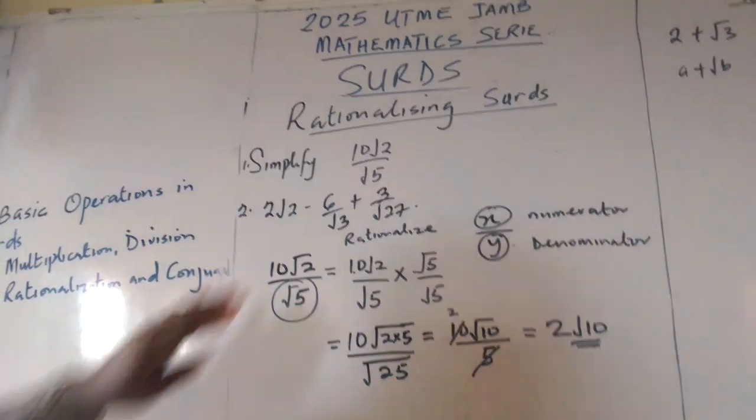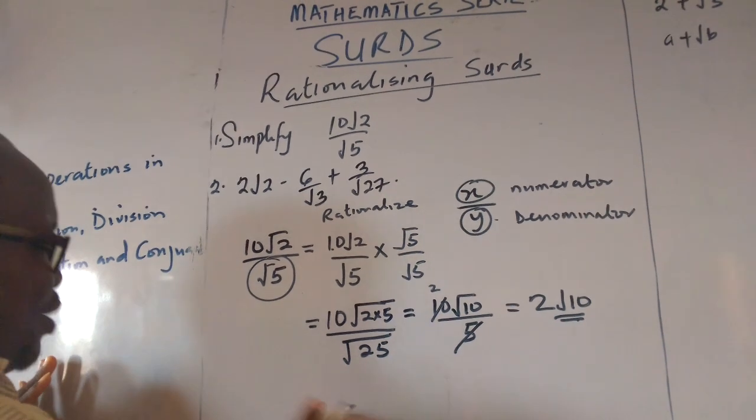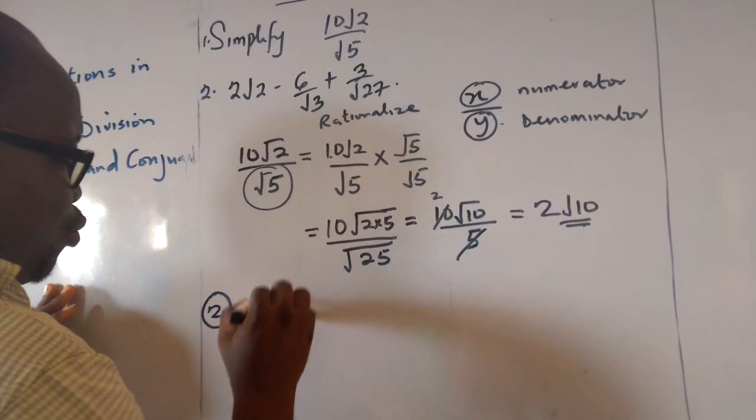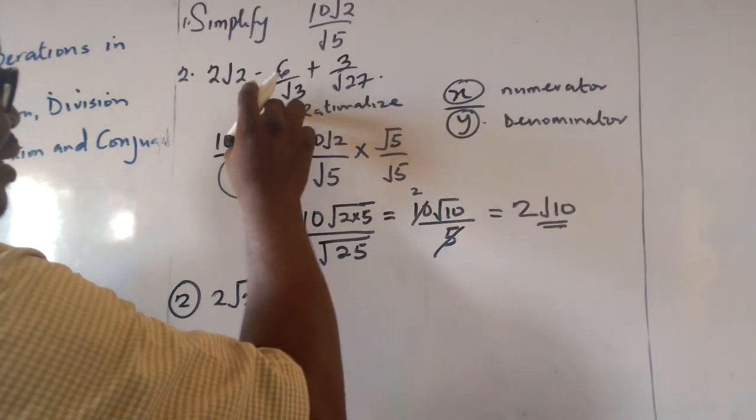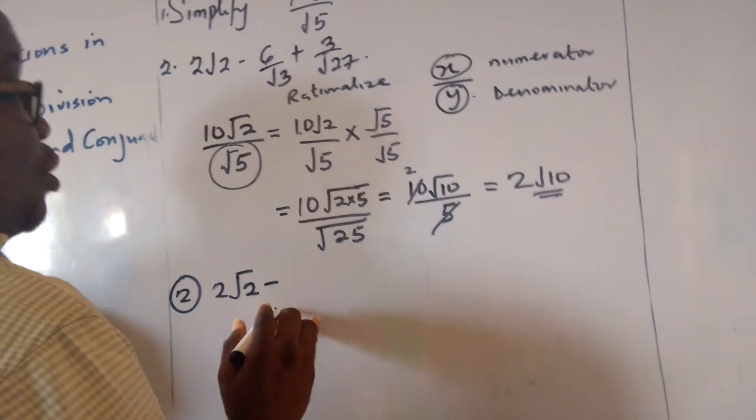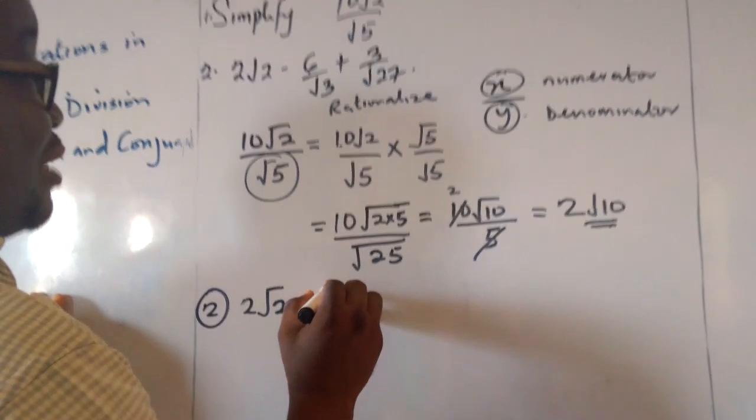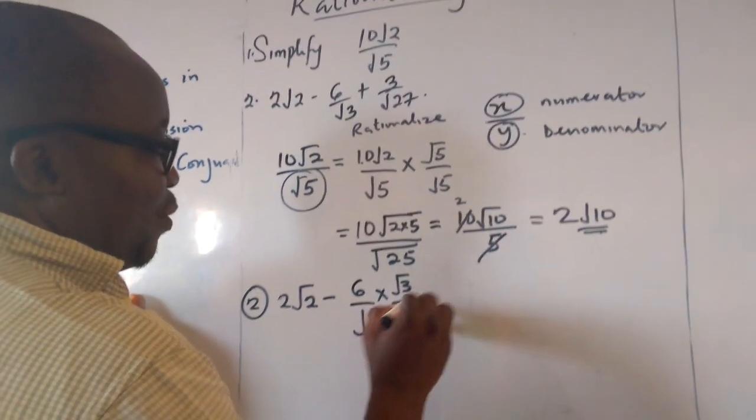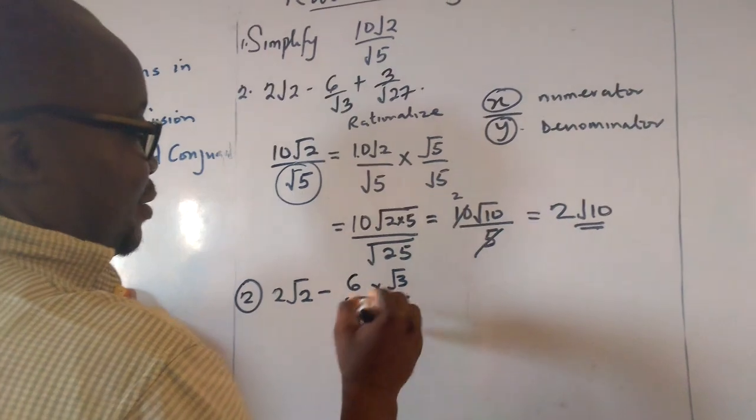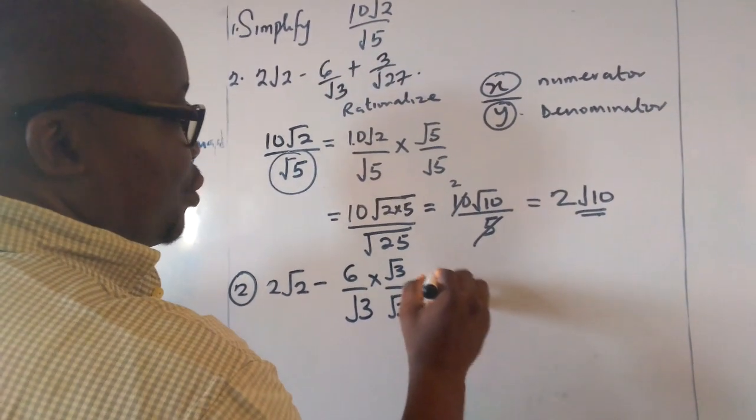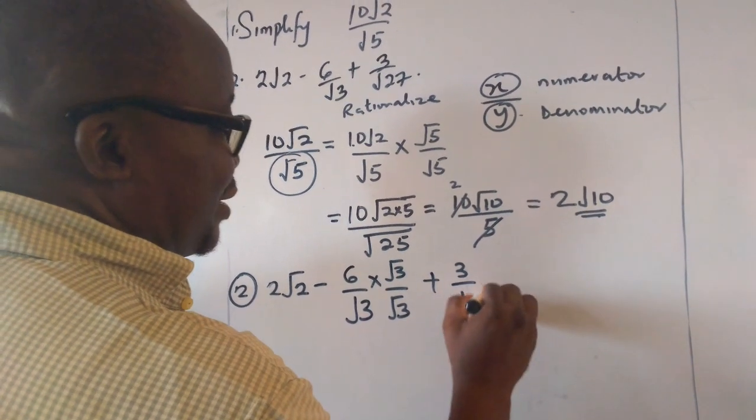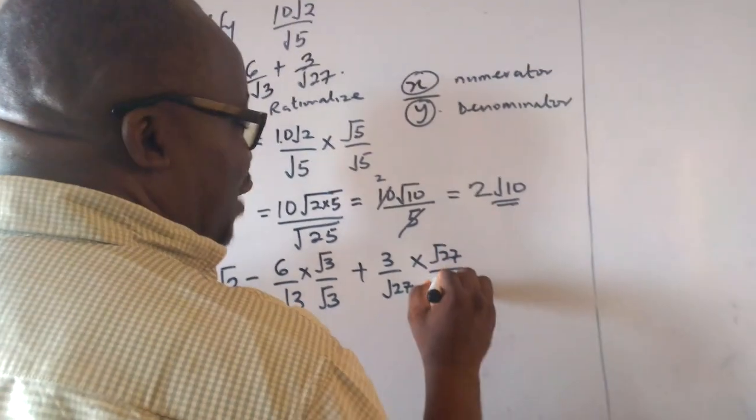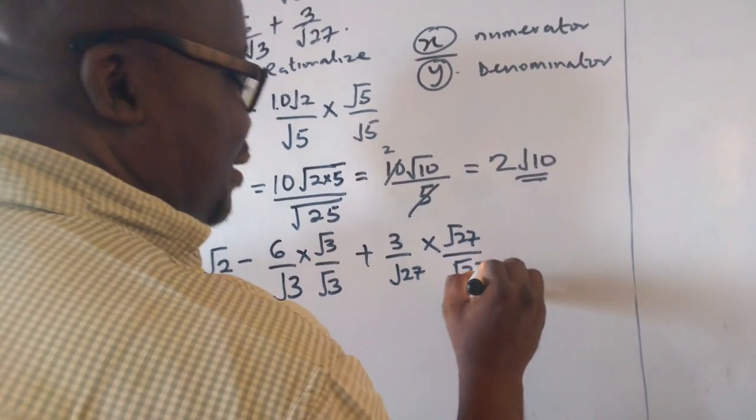Now let's look at this second equation. This one on its own, the number 2, is standing on its own. I write that 2 root 2 minus 6 over root 3, which has a denominator that is a square root. So I rationalize that. So I have 6 root 3 multiplied by root 3 over root 3. Right? Then I move to the last part, plus 3 root 27. I rationalize it again, so I have root 27 all over root 27.